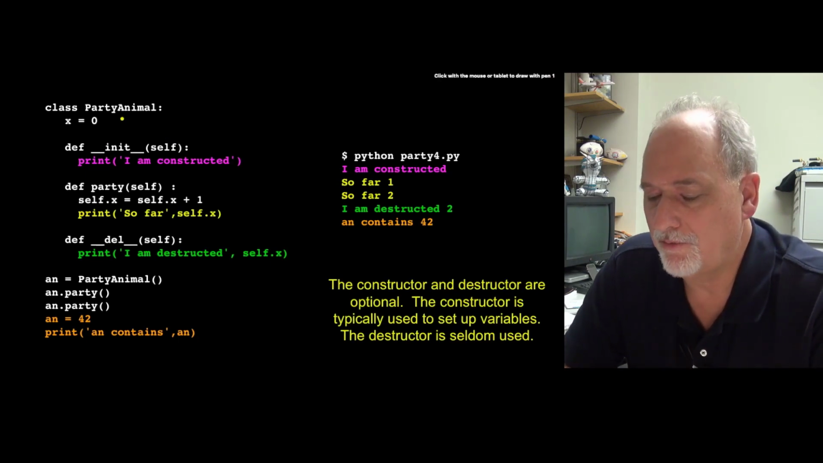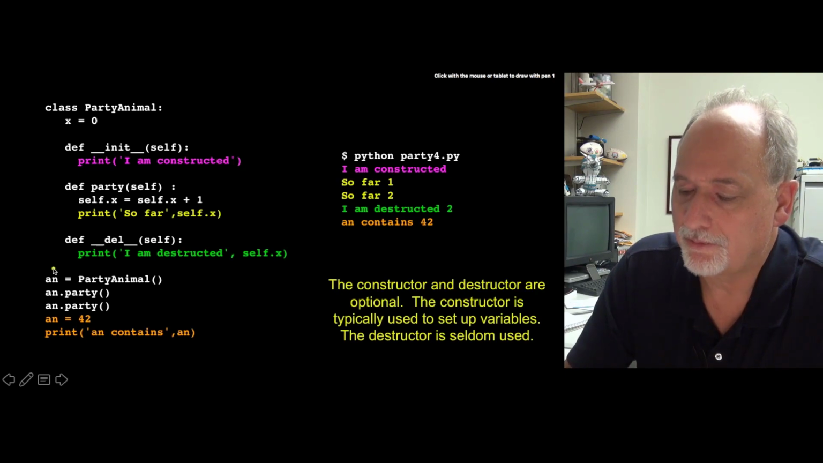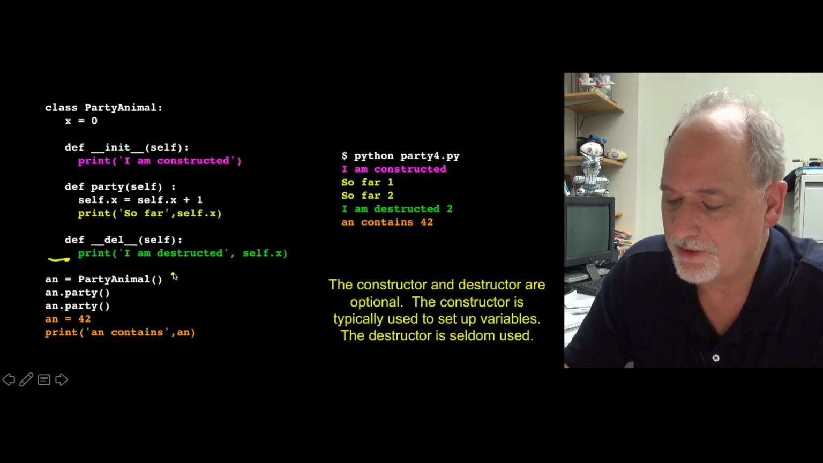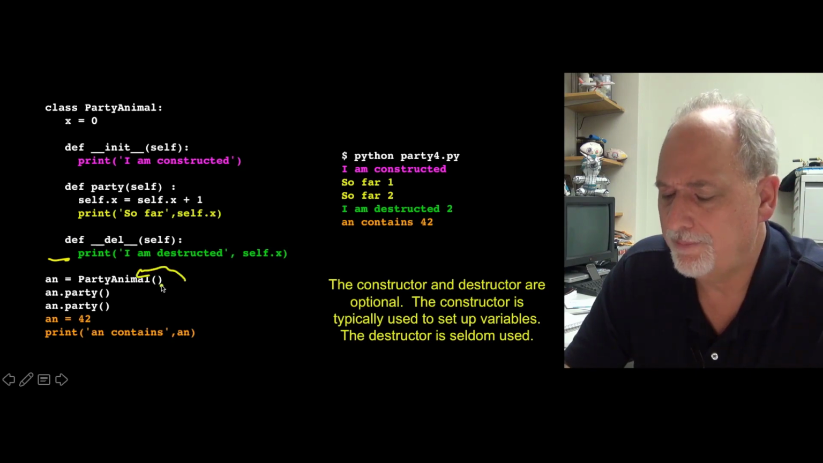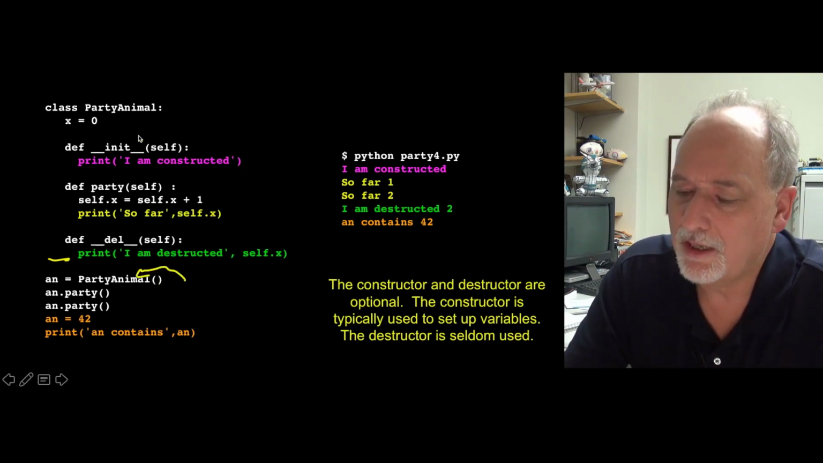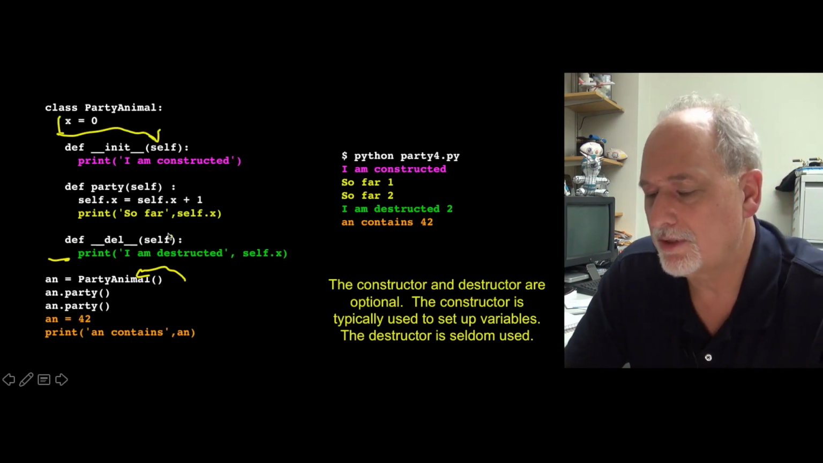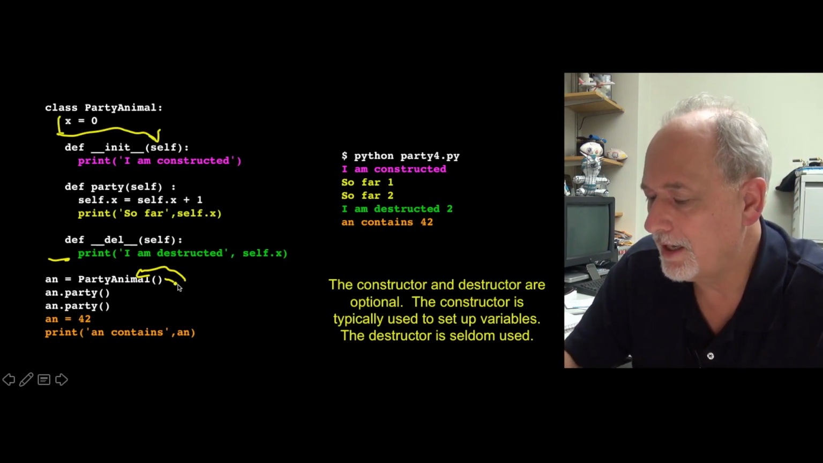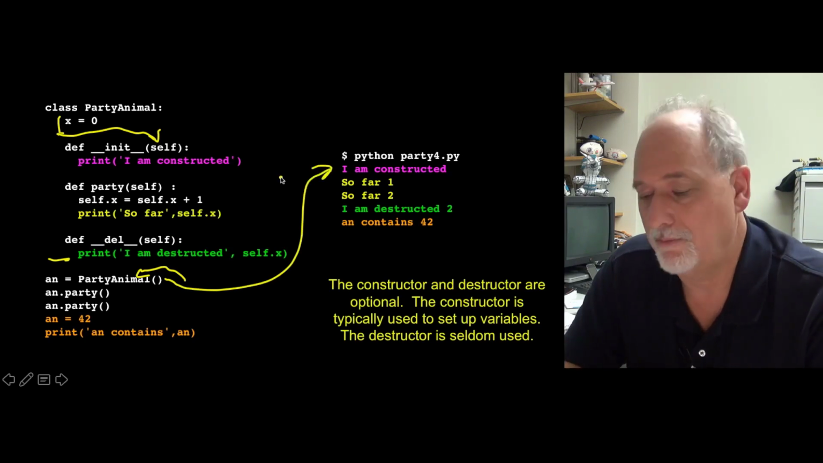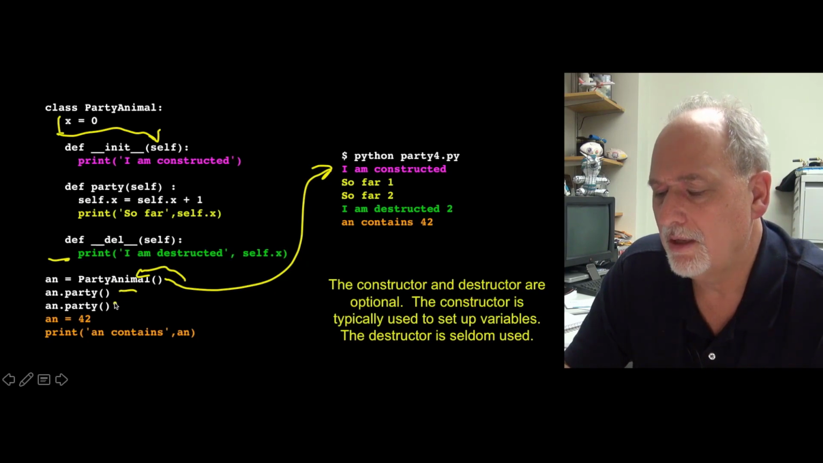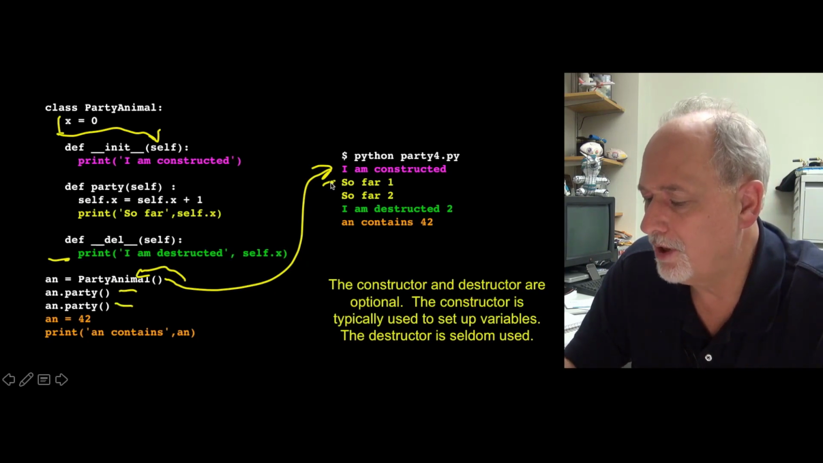So let's go ahead and run this. And so again, this doesn't really do any code up to here. That just defines party animal, but this is the constructing of it. And basically that says, oh, and it really kind of creates these variables, and then it also runs the constructor. And so in this case, this line right here is causing the I am constructed message to come out. Then we do an.party, and that says, 1 and 2.